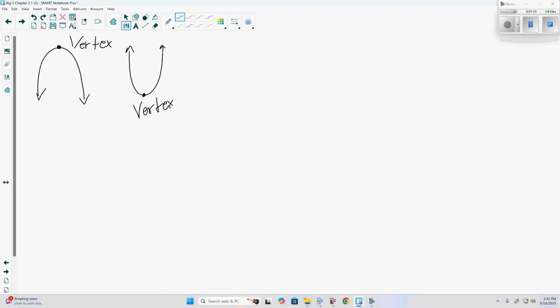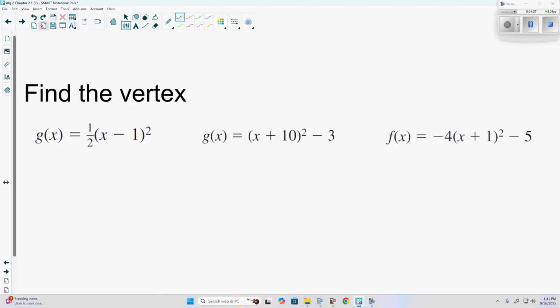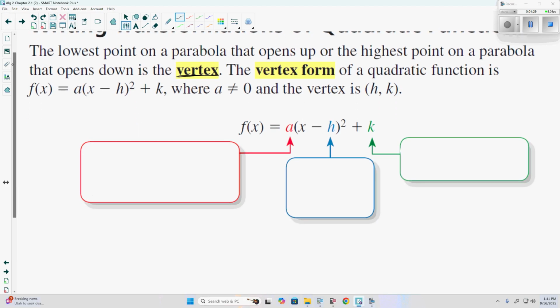Now, vertex is helpful, especially if we're graphing these functions, because it gives us a starting point to graph it. We go 2 points to the left, 2 points to the right, and we have the 5 points needed to graph the parabola. Now, the vertex is the point h comma k. When we have the values of h and k, we can actually identify the vertex.